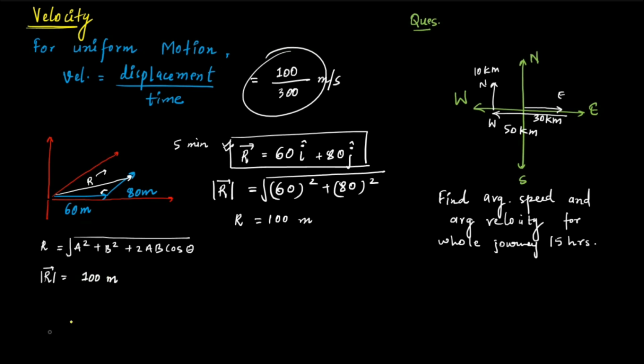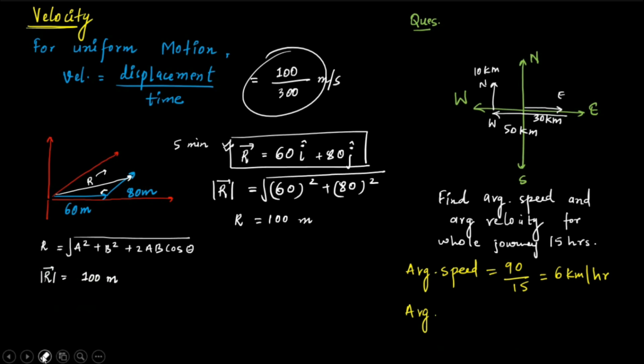The average speed in this case would be total distance, that is 90 over 15, which is 6 kilometers per hour. But what about average velocity? Now we are supposed to find out total displacement. So how can you find out total displacement? It's from the starting point to the end point.